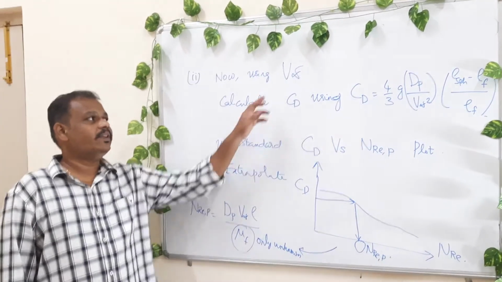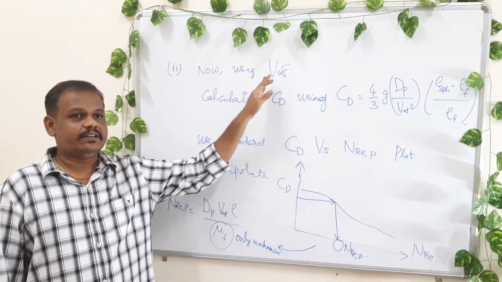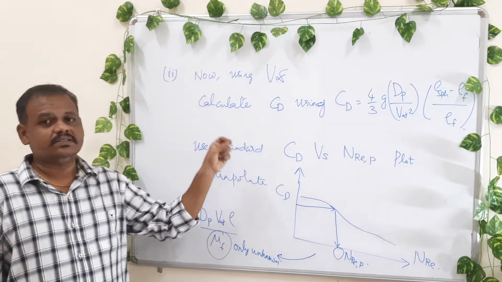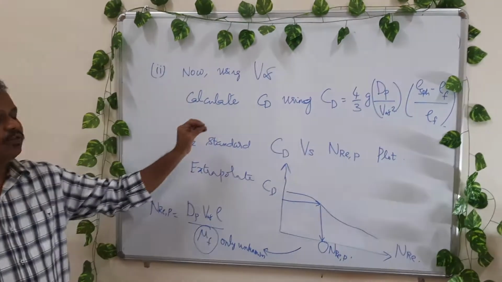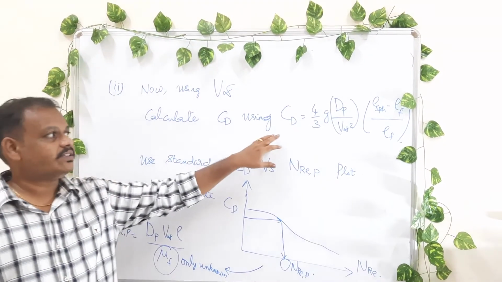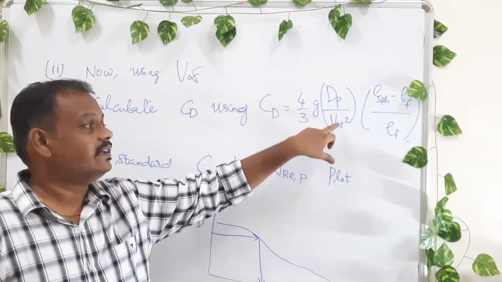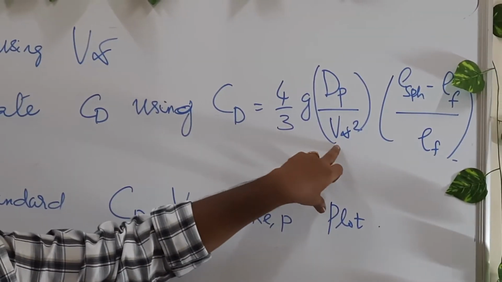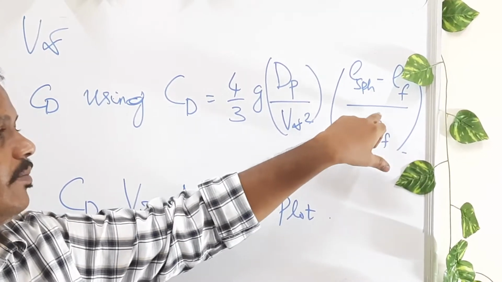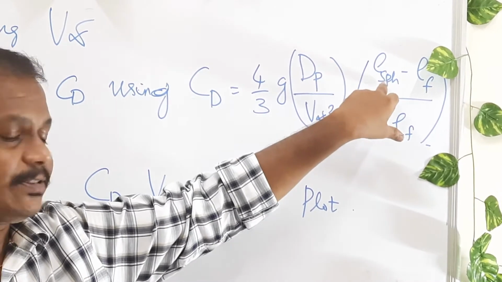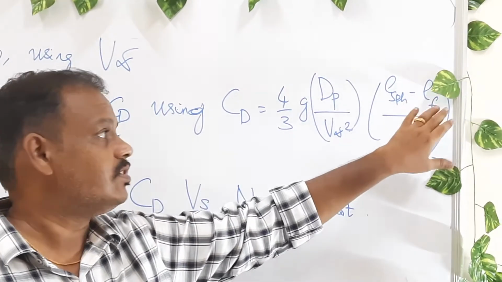From step 1, we have obtained the terminal settling velocity, which is nothing but the distance traveled divided by the time taken by the glass bead in the fluid column. Using the terminal settling velocity, we can calculate the drag coefficient from this equation. CD is equal to 4 by 3 g into dP, which is the diameter of the particle, divided by the square of the terminal settling velocity, into rho spherical bead minus rho F, divided by rho F. Rho spherical bead is the density of the glass bead, which has already been given, and rho F is the density of the glycerin solution. This is also given data.